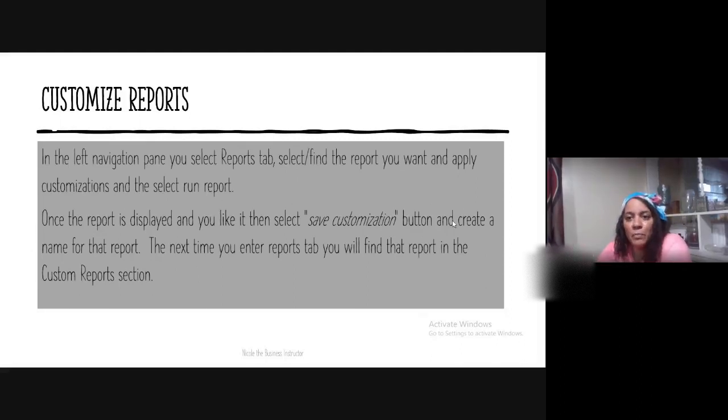Once you find that report, you bring it up and you apply customizations. Once you've applied those customizations, you're going to select Run Report, and that report will display on your screen. If you like what you see, then you're going to select the Save Customization button, and you're going to create a name for that report. So when you click Save Customization, this pop-up window will come up, and you'll create a name for that report. The next time you enter the Reports tab, you will find that report in the Custom Reports section. So there's a thorough video on that in the training section.